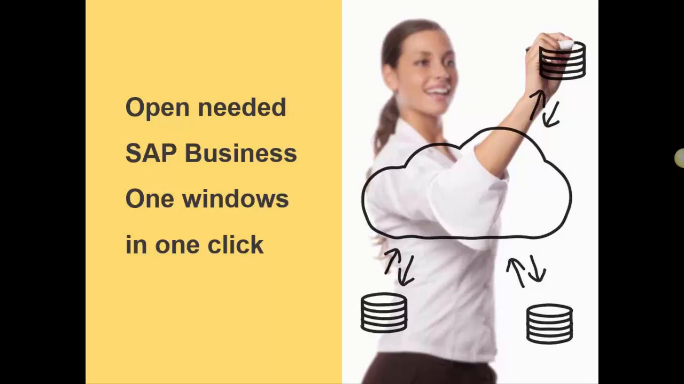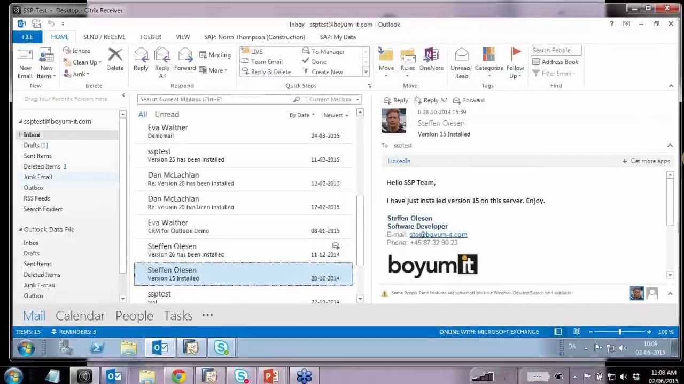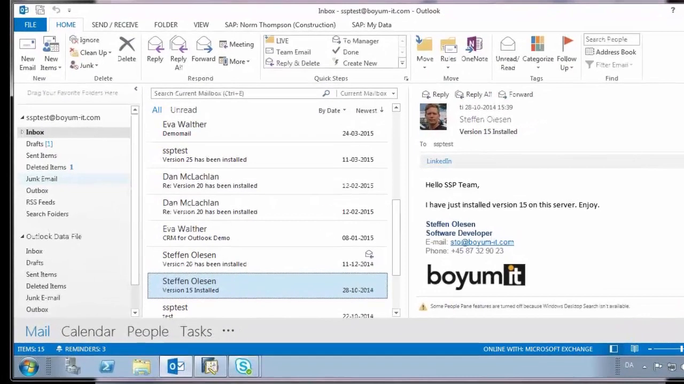So I want to go into the demo, and what I want you to imagine is yourself sitting in the office, and you come to the office, you open Outlook, and this is exactly what you're going to see. And let's imagine this is my Outlook, and I get some emails. So the first thing, once I get an email, the first thing I want to do is highlight it.